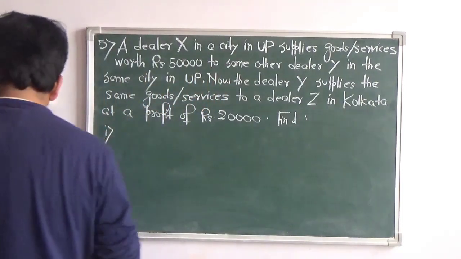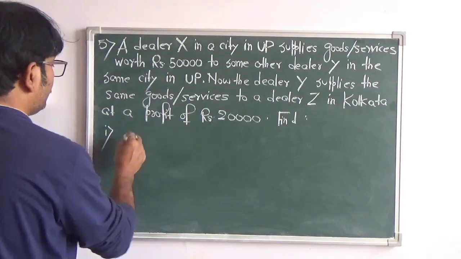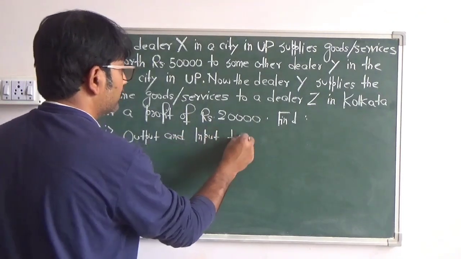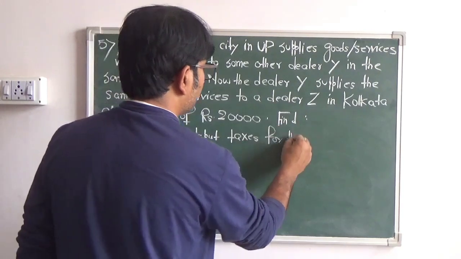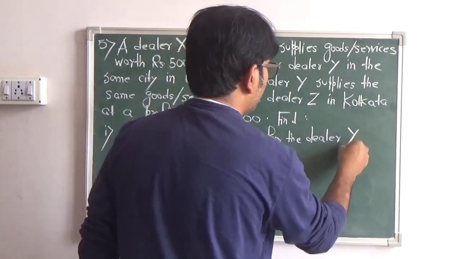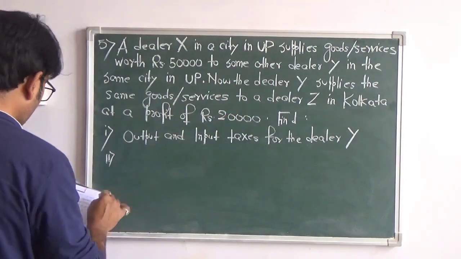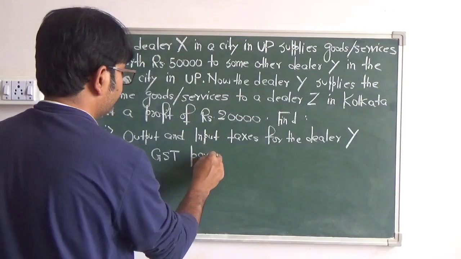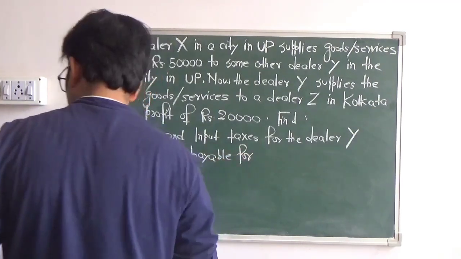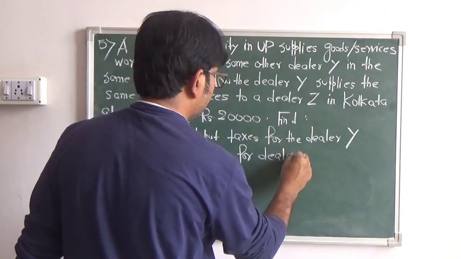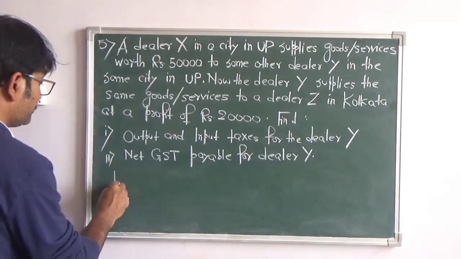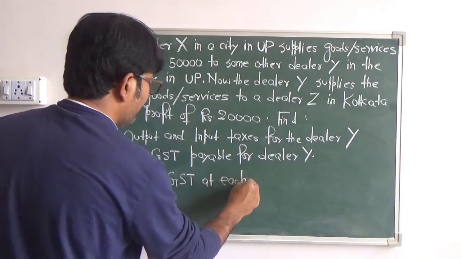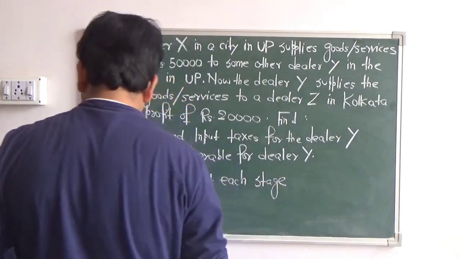Find number 1, output and input taxes for the dealer Y, and number 2, net GST payable for dealer Y. Rate of GST at each stage is 28%.